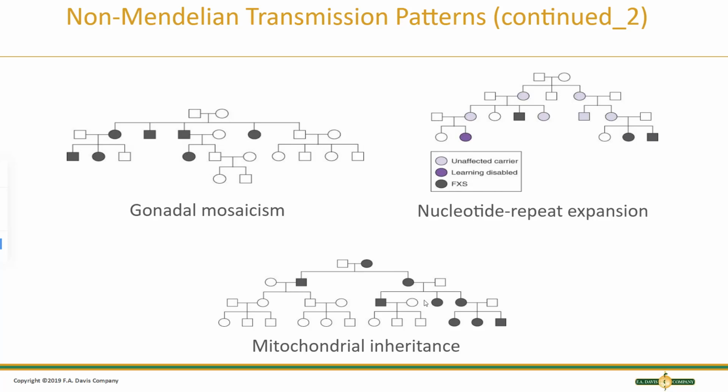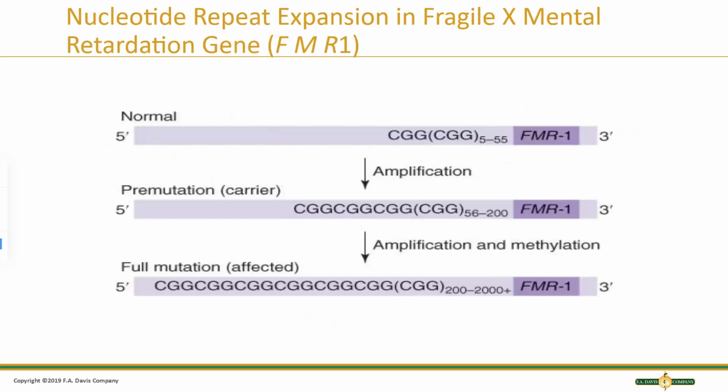So this is what those look like on a pedigree diagram. Nucleotide repeat expansion in the Fragile X mental retardation gene. So here you can see a normal would have just this sequence. A pre-mutation or a carrier would have a bit of an extended sequence. And a full mutation would have an expansive extended sequence.